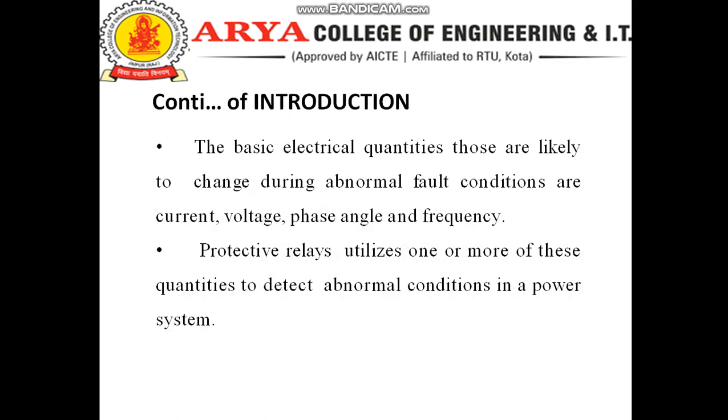In continuation of the introduction to generator protection, the next topic is the basic electrical quantities. Those likely to change during abnormal fault conditions are current, voltage, phase angle, and frequency. Protective relays utilize one or more of these quantities to detect abnormal conditions in a power system.